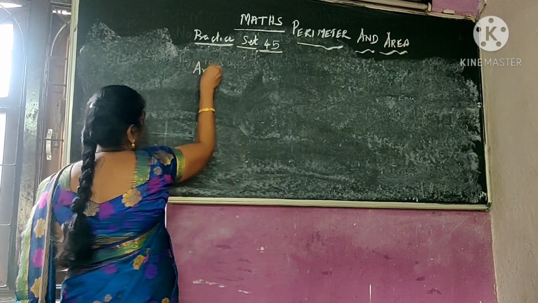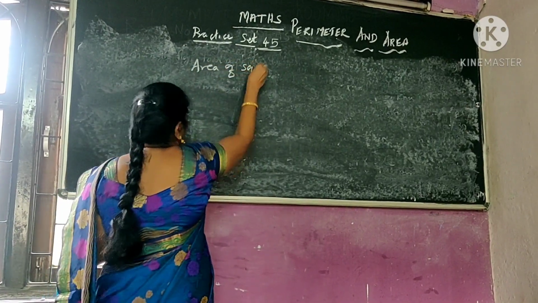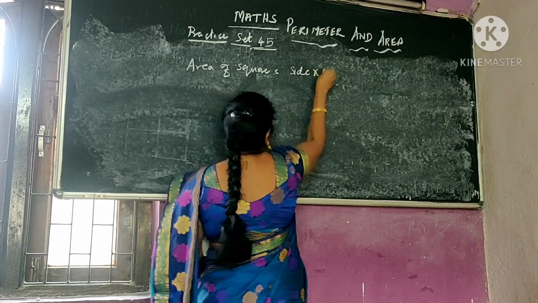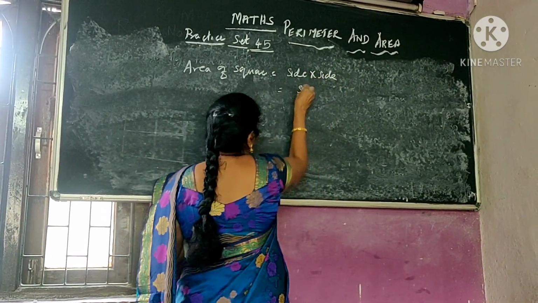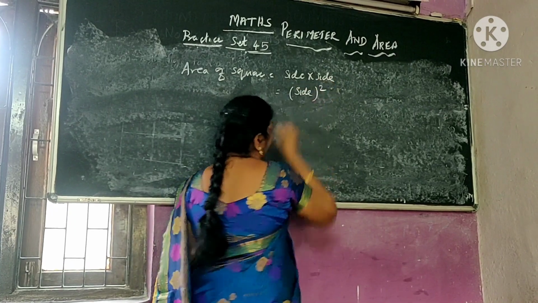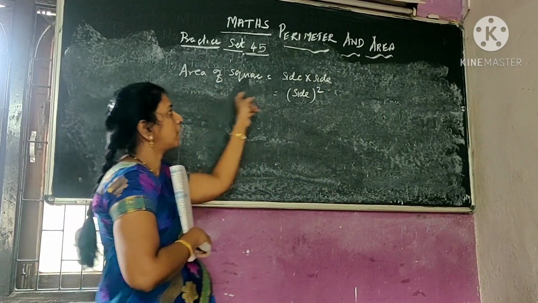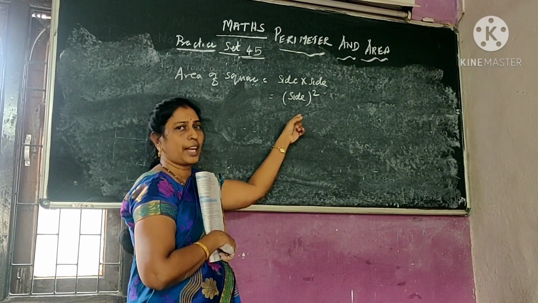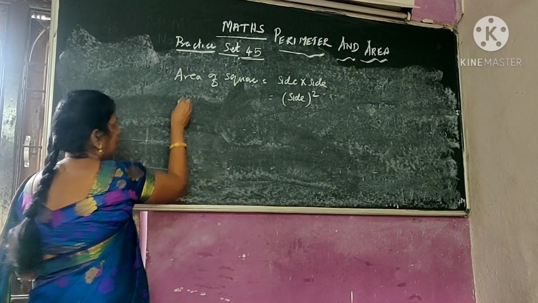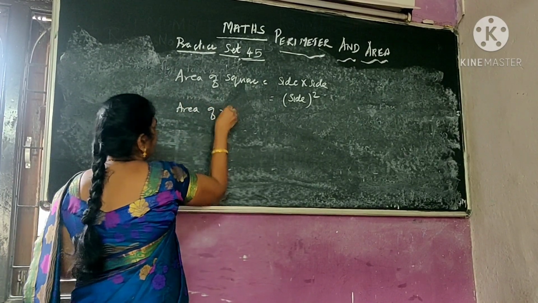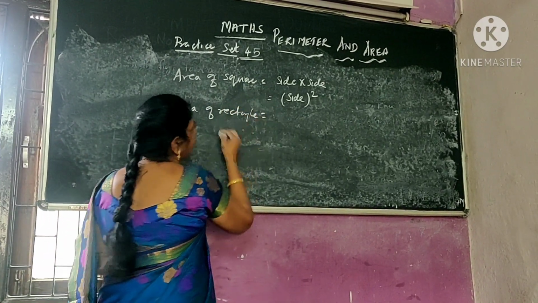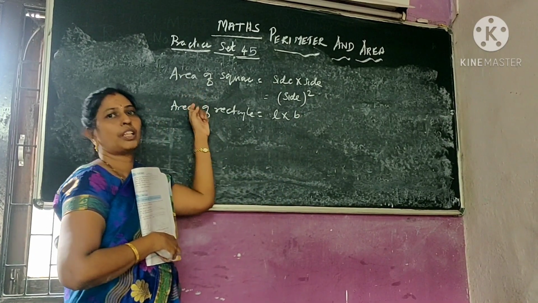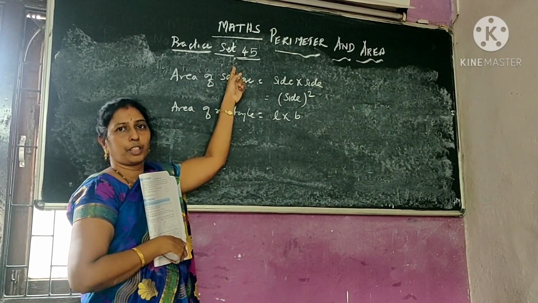Area of a square is side into side, that is, we can write side square. So the area of a square formula is side into side, or we can even write side square. Next, area of a rectangle is length into breadth. These two formulas we will use in this practice set 45.